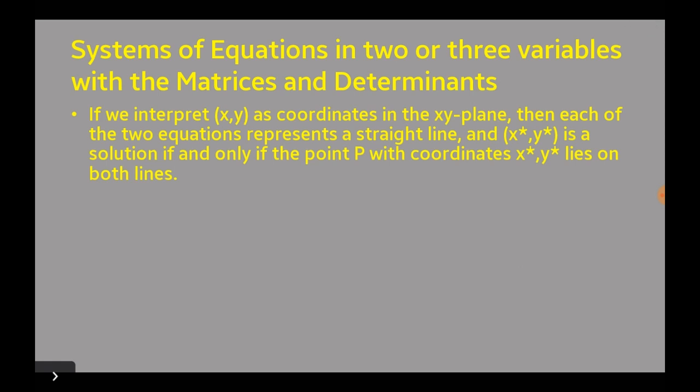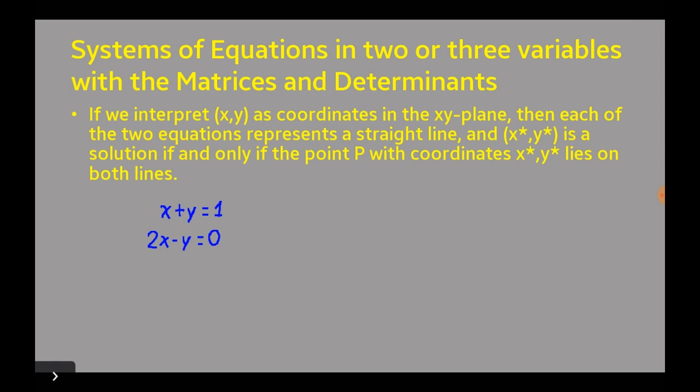Systems of equations in 2 or 3 variables with matrices and determinants. If we interpret x, y as coordinates in the xy plane, then each of the 2 equations represents a straight line, and (x*, y*) is a solution if and only if the point P with coordinates (x*, y*) lies on both lines. An example is x plus y equals 1, 2x minus y equals 0. It includes 2 variables, solved by 3 methods: substitution, elimination, and graphical.